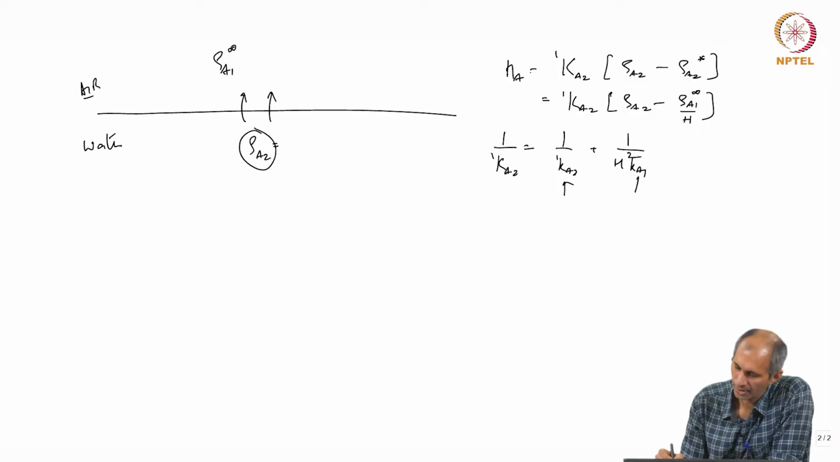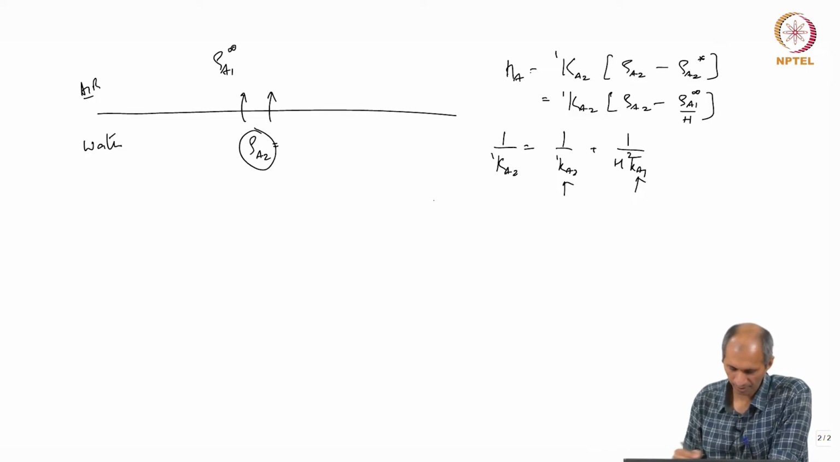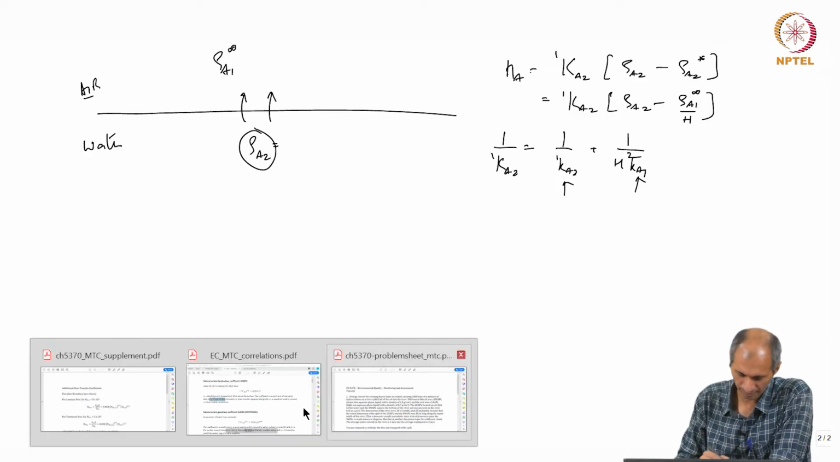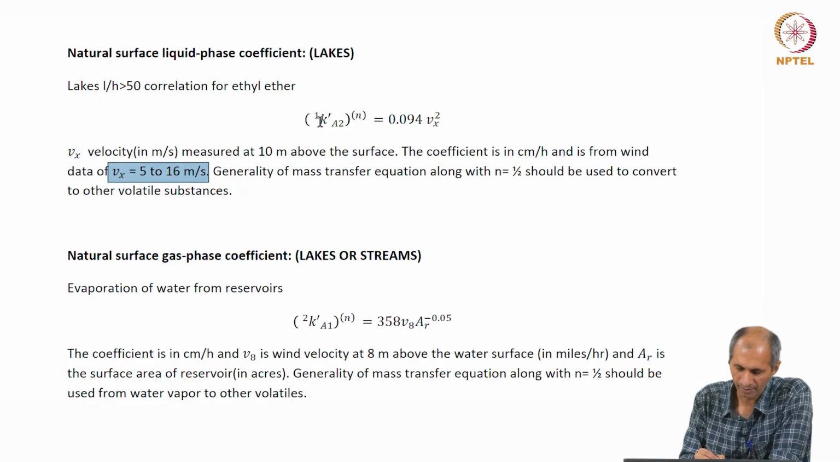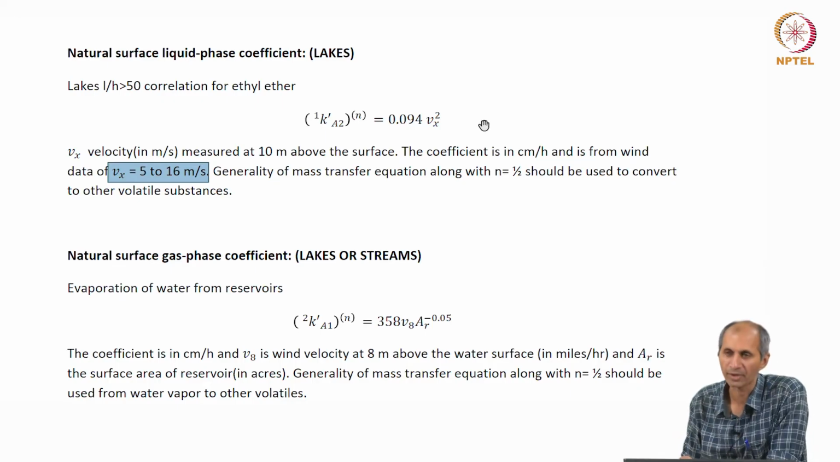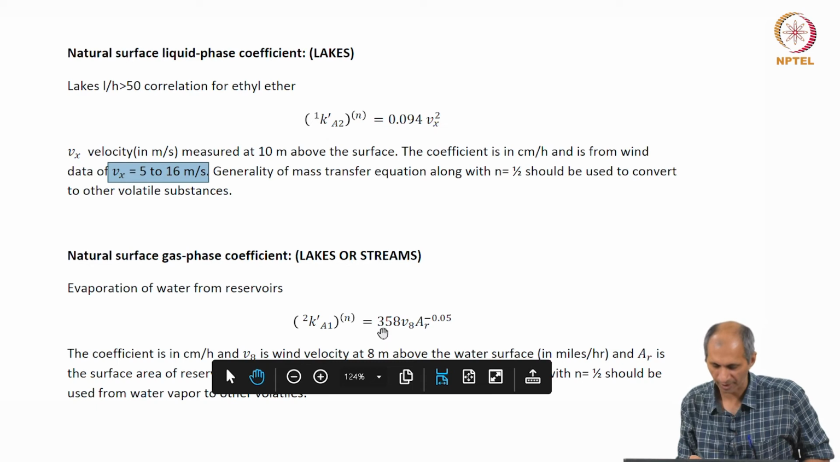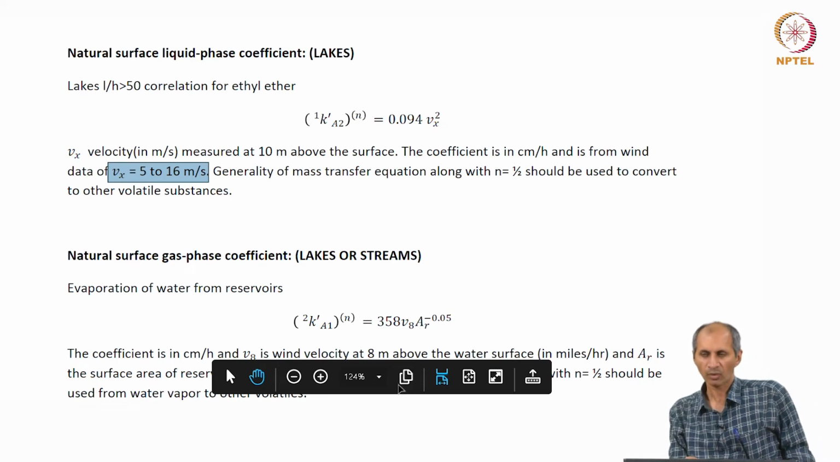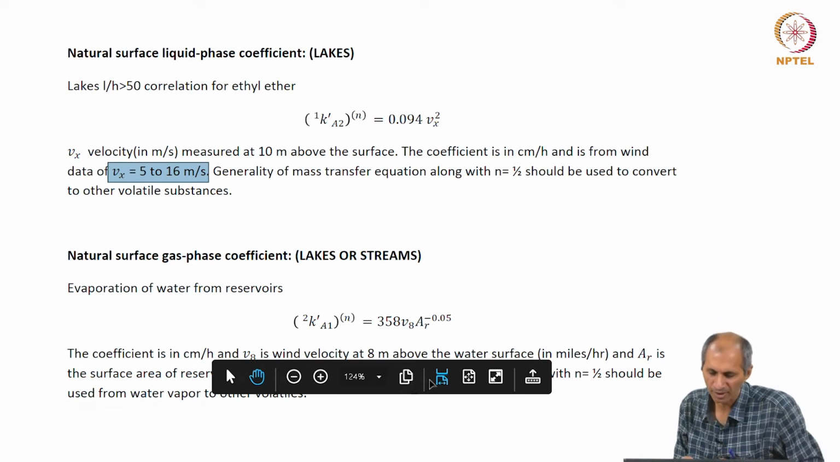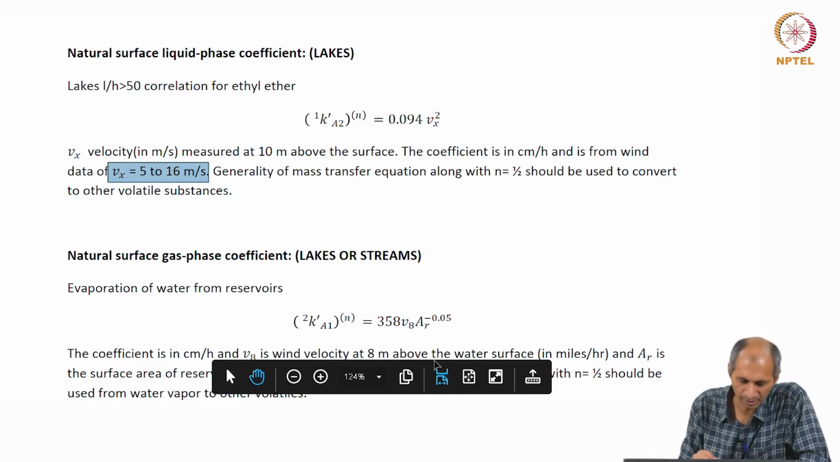So, these two numbers I need now. Based on this correlation I look at this number. So, it is a lake. This is only for lake. If you are looking at a lake, Ka1 is 0.094 Vx square and K2 is also given as 358 V8 AR. One of the things you also have to watch here is the units of this. Okay.